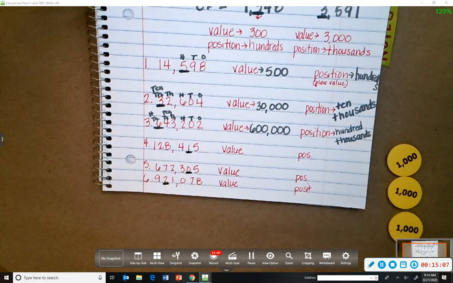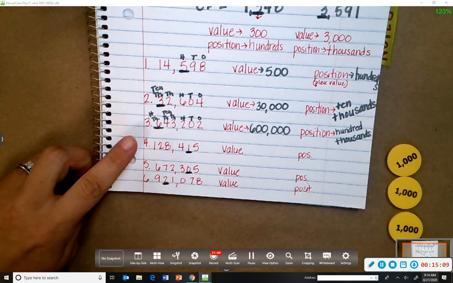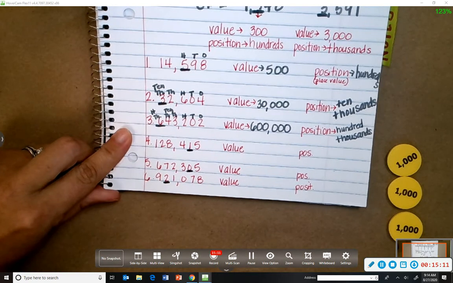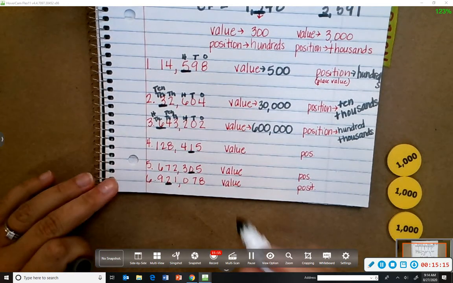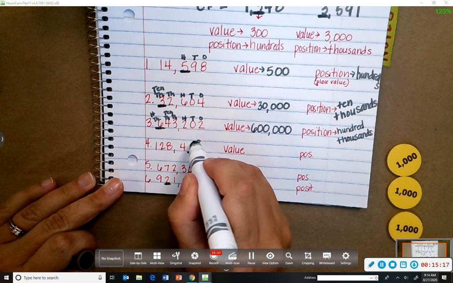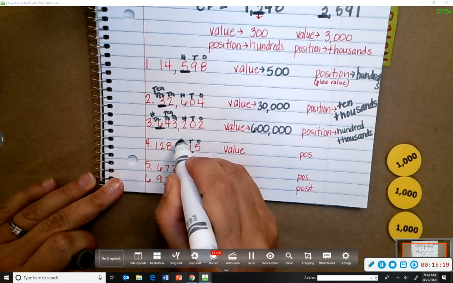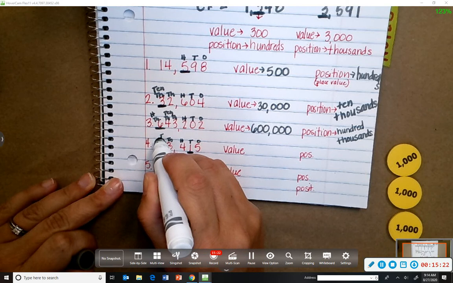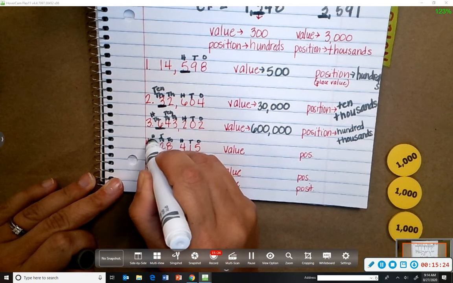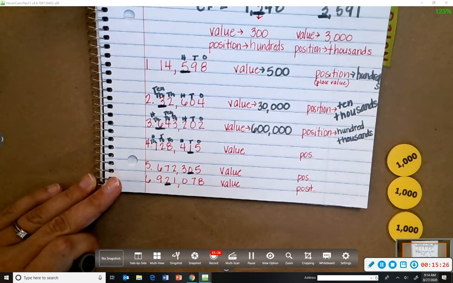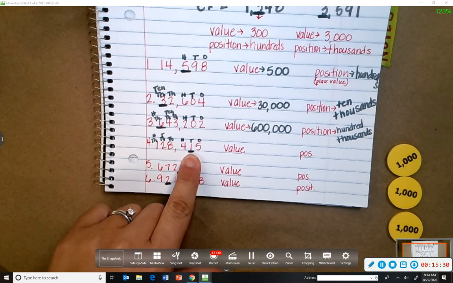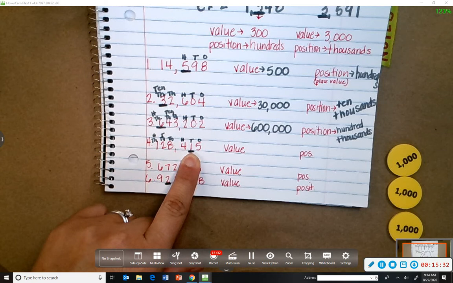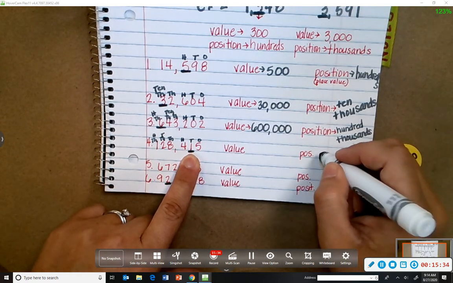Okay, so our first step for number 4, we always want to go ahead and label our place value so we don't get it wrong. We're going to label starting from the right. This would be the ones, tens, hundreds, thousands, 10,000s, 100,000s. Okay, so we go back, we see that we've put a T there, so that means this 1 is in the tens place.